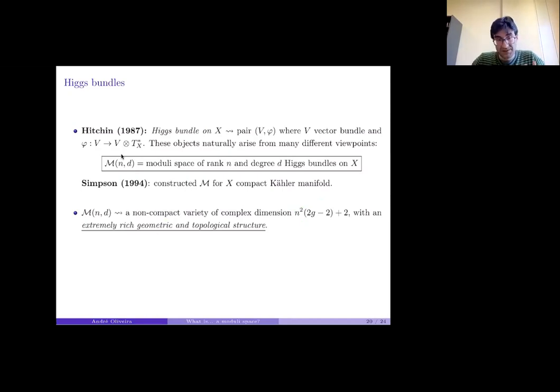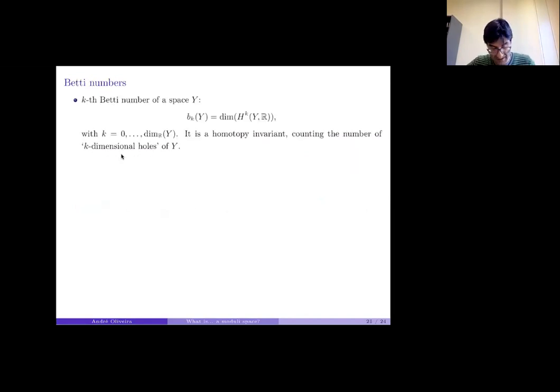And what I want you to take home is that this is a space with an extremely rich geometric and topological structure. And this is where I work, to study the geometry and topology of the moduli space of Higgs bundles. So let me skip this, not too important. Let me just give you an idea of that.